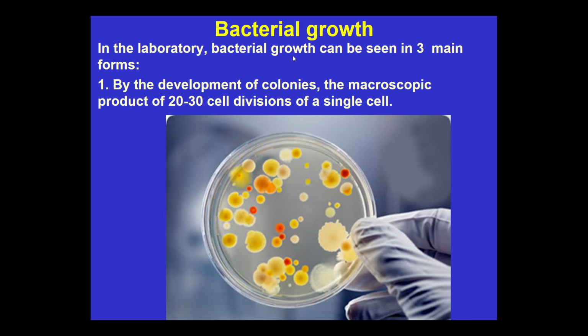Usually, if you would like to culture them in the laboratory, they can grow in three main forms. The first one is seen here. Bacteria may grow by development of colonies, or so-called clones of bacteria. And what is a colony? It is a macroscopic product. What does macroscopic mean? Visible by naked eye. And usually it occurs as a result of 20 to 30 cell divisions of a single cell.